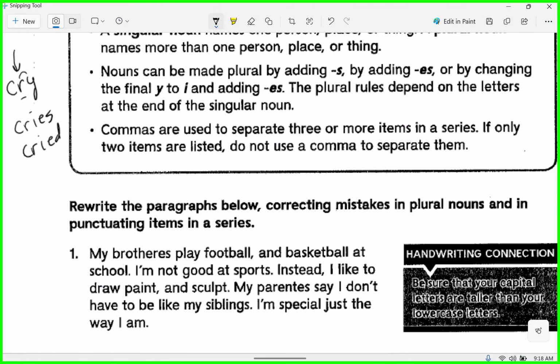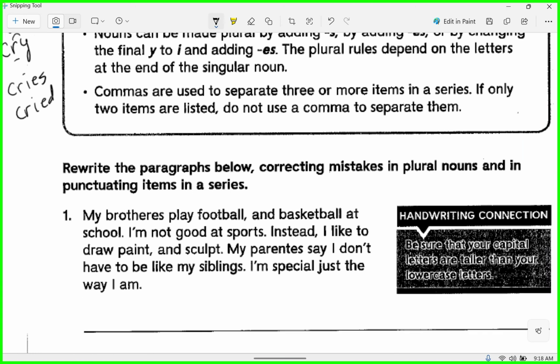So commas are used to separate three or more items in a series, right? If only two items are listed, do not use a comma to separate them. You separate them with the word and, right? So rewrite the paragraphs below, correcting mistakes in plural nouns and punctuation items in series.